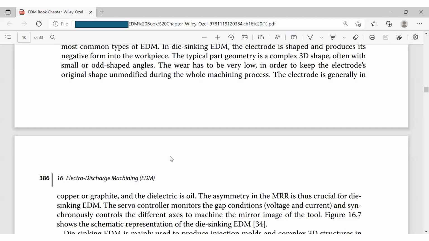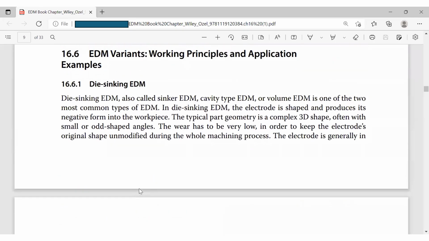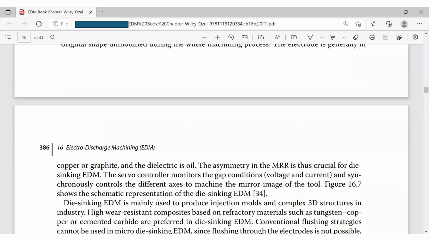And so I will ask you, what are these electrode materials for die-sinking? Copper or graphite, and the dielectric fluid is oil. The asymmetry in the MRR is thus crucial for die-sinking. The servo controller monitors the gap conditions, voltage and current, and synchronously controls the different axes to machine the mirror image of the tool.